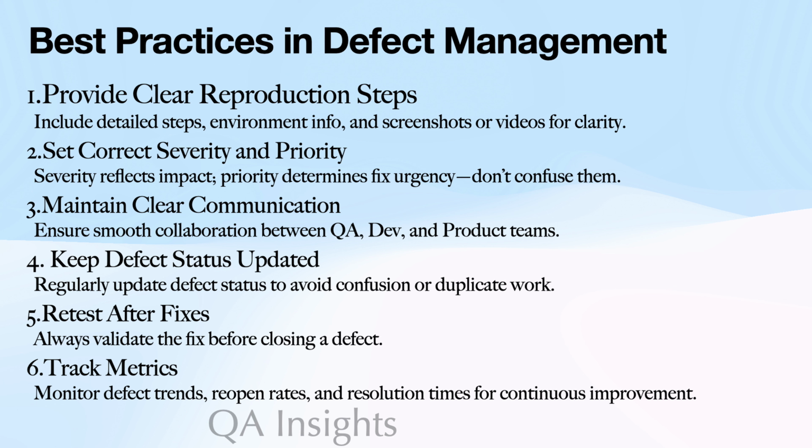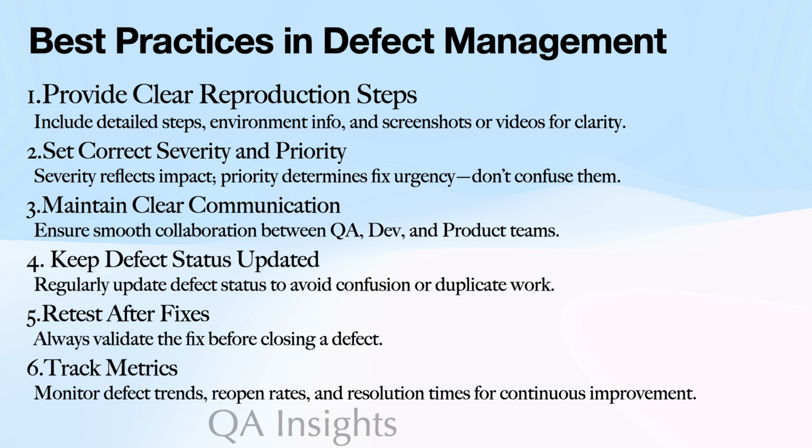Third, it's important to keep communication open between the QA and the development teams. A lot of time is wasted when expectations aren't clearly shared. Make sure your documents are well defined and don't hesitate to ask questions to clarify assumptions. Next, always keep the defect status updated. If the defect is in testing, mark it accordingly. If it's closed, verify and move on. This helps to avoid duplication and confusion across the team.